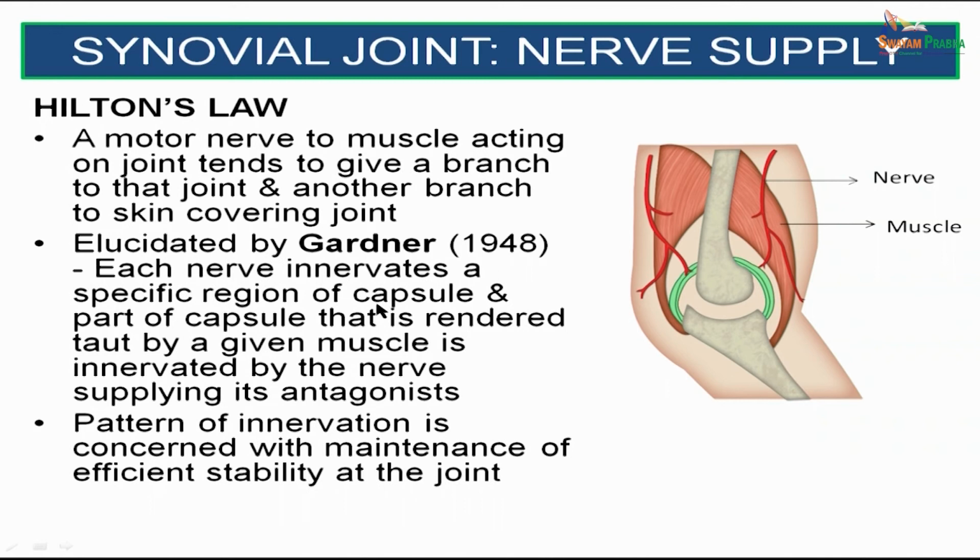The second law, Gardner's law, states that each nerve which innervates a specific region of the capsule, and that part of the capsule which is rendered tight by a given muscle is innervated by the nerve supplying its antagonist. This pattern of innervation is important because it is concerned with the maintenance of efficient stability of the joint.